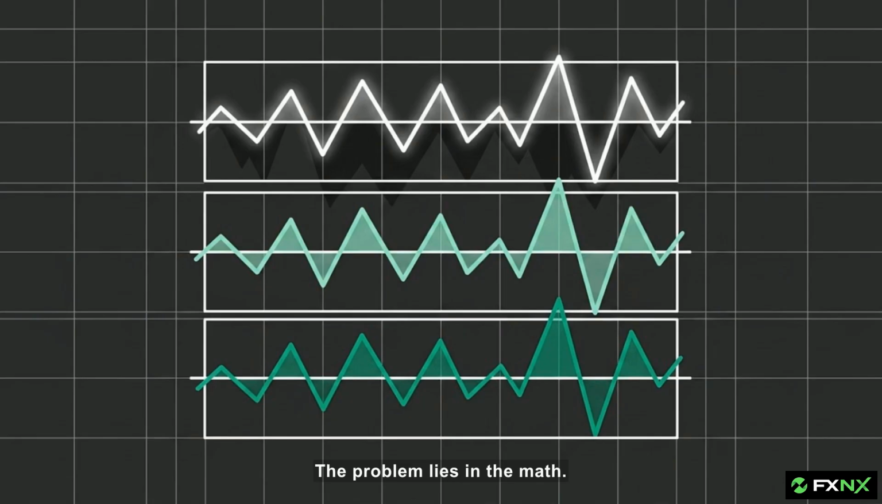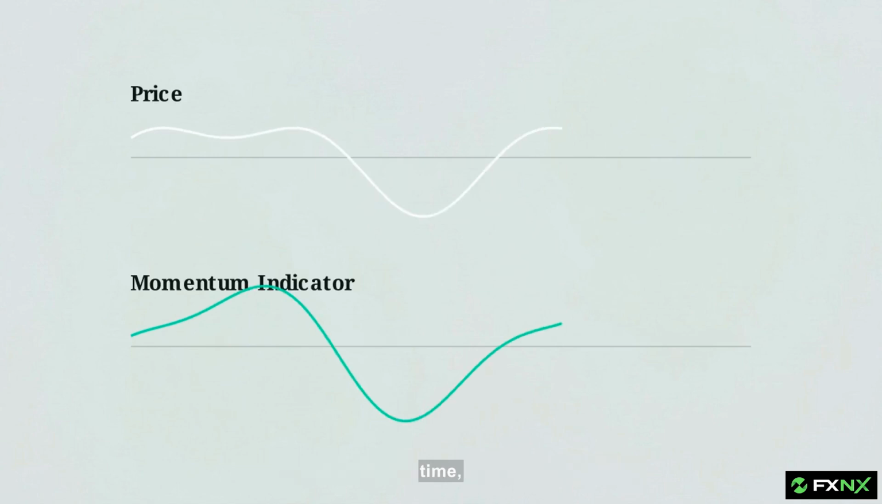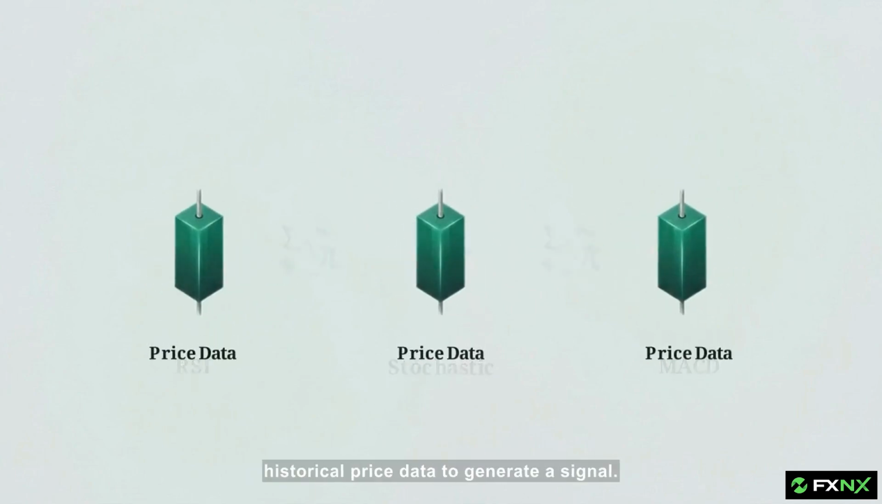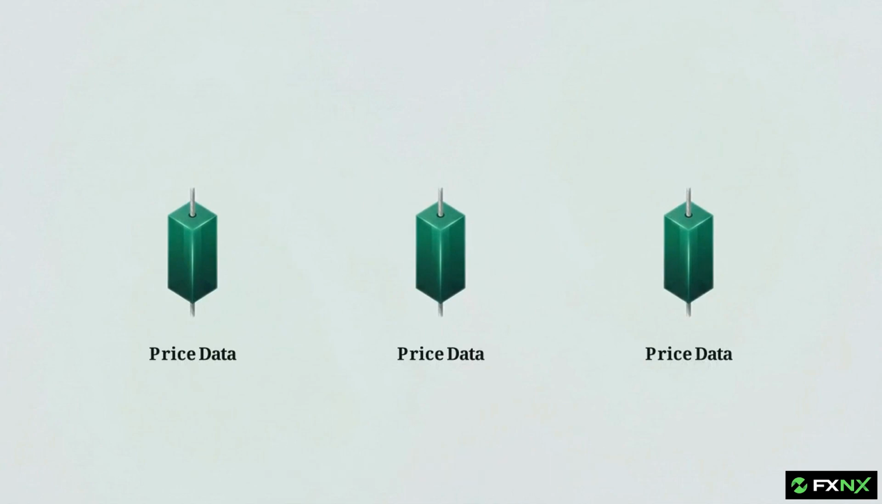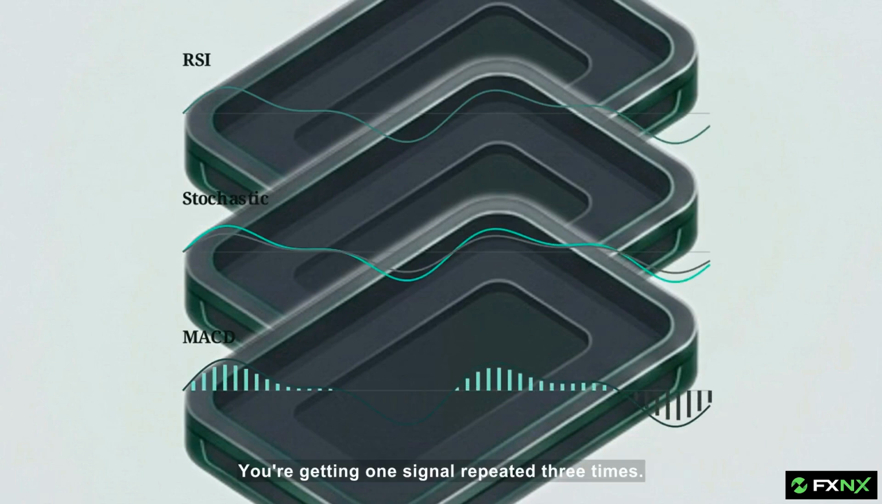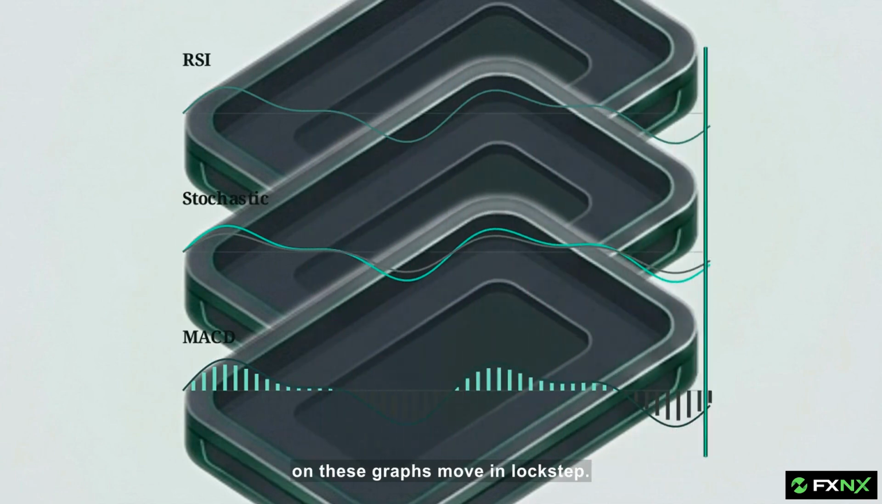The problem lies in the math. These three specific tools belong to a category called momentum oscillators. They measure the speed of price changes over time, and if we break down their underlying formulas, they all rely on the exact same raw historical price data to generate a signal. You aren't getting three independent sources confirming a trade. You're getting one signal repeated 3 times. When the market moves, the peaks and valleys on these graphs move in lockstep.